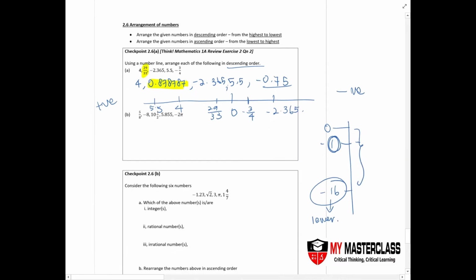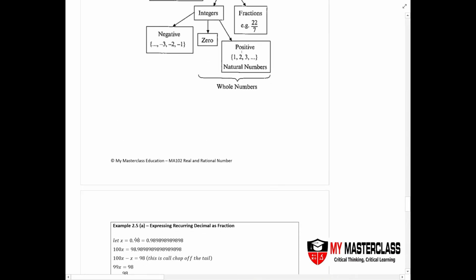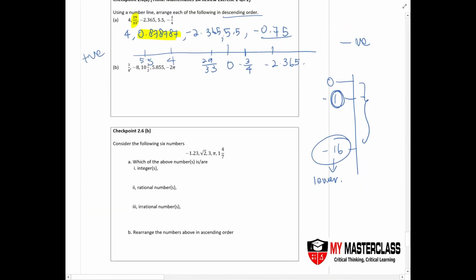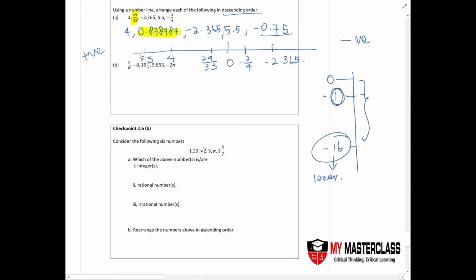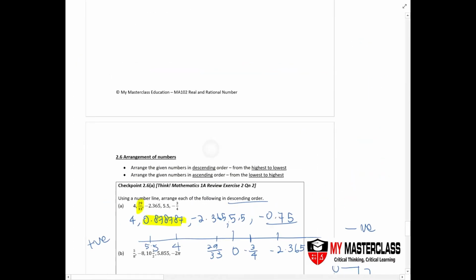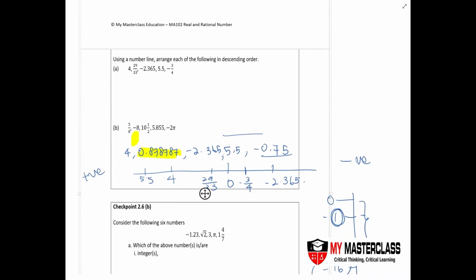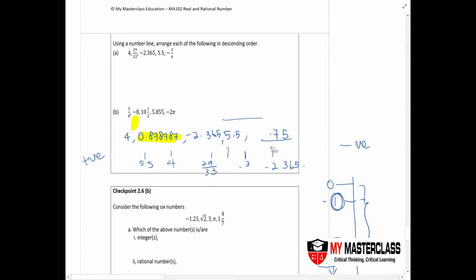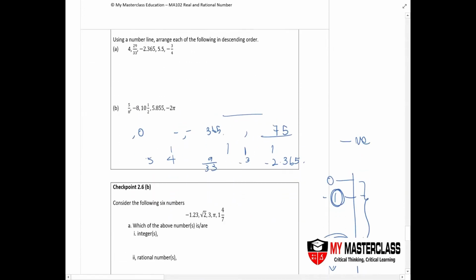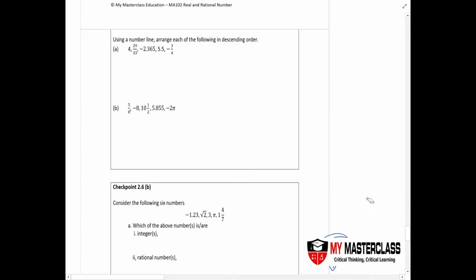Then again, let's take a look at part B. Let me change the color so it's easier for you to see. Now in this question, they are giving you 5 over 8, and then negative 5 over 8, and then they are giving you negative 8, 10 and 1 over 2, 5.855, and negative 2 pi.